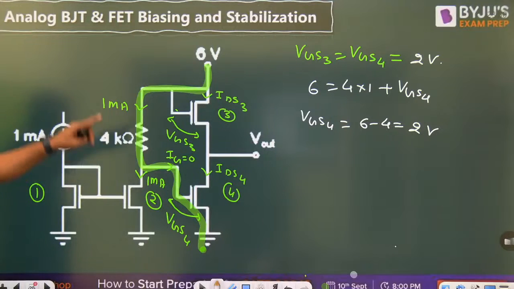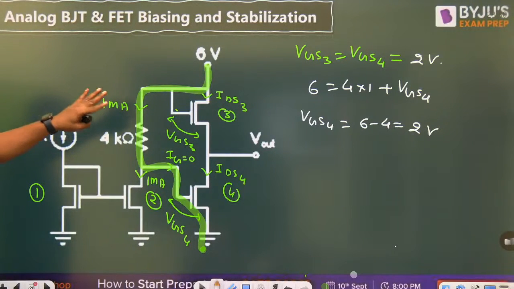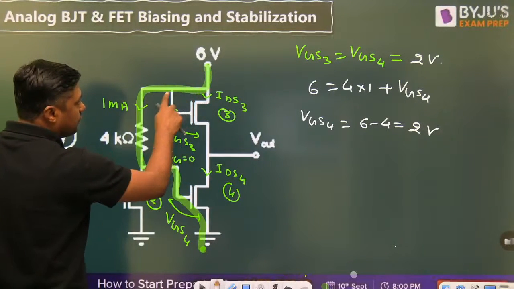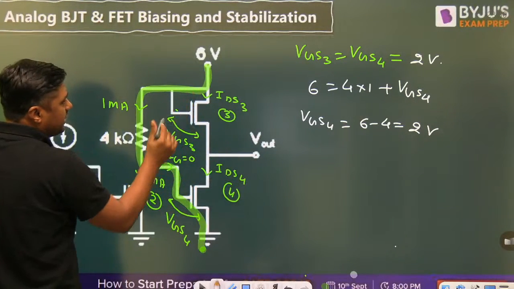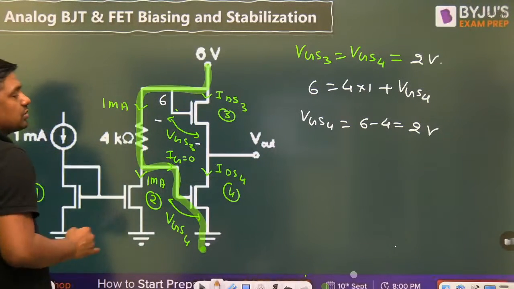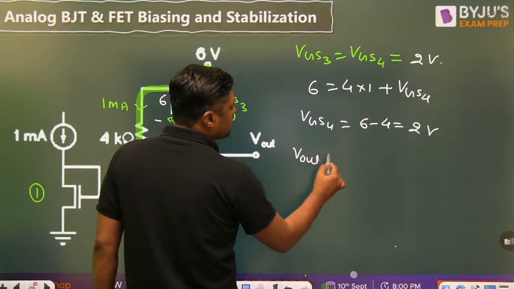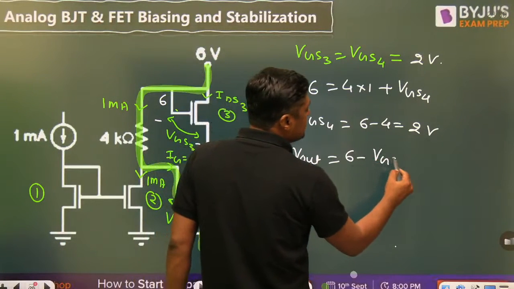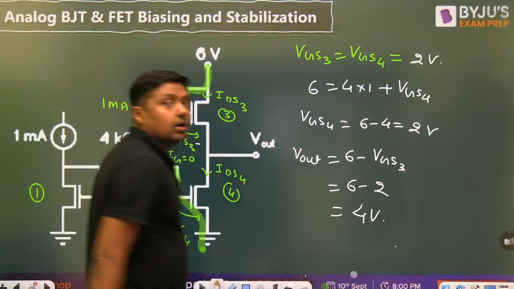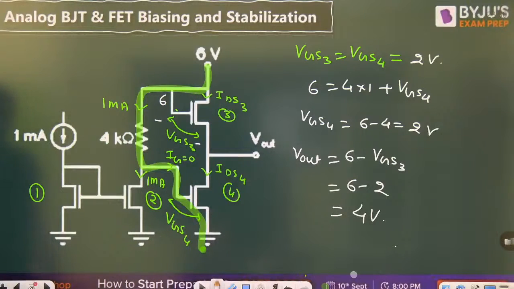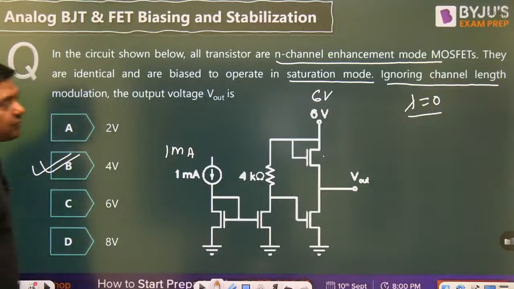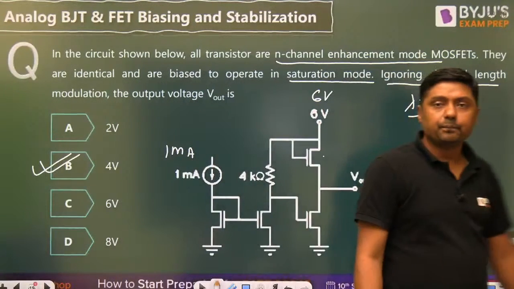Payas Kumari. Now what is the answer for this one? This is the 2 volt. Now this is the 2 volt. We have to find the V out. Write down the KVL from this point to this point. When I write the KVL, what is the voltage at this point? 6. Subtract this voltage, you will get the V out. What is the V out? 6 minus VGS3, 6 minus 2, what is the answer? 4 volt. 4 volt is the answer for this particular question.